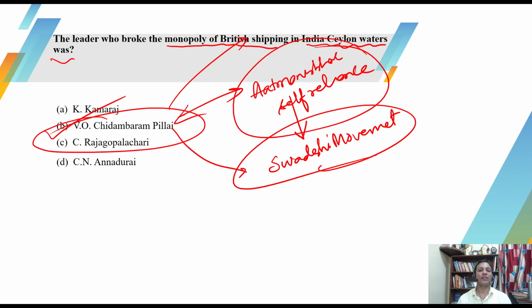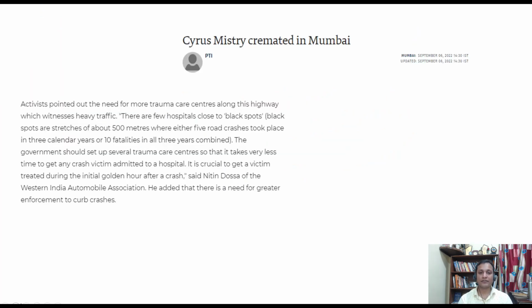Guys, I am giving you another question. In the comment box, please answer: who was the leader who was associated with another such Swadeshi industry initiative during the Swadeshi movement? He comes from West Bengal. I would like to see how many of you get them right. Okay, let us see the next question.